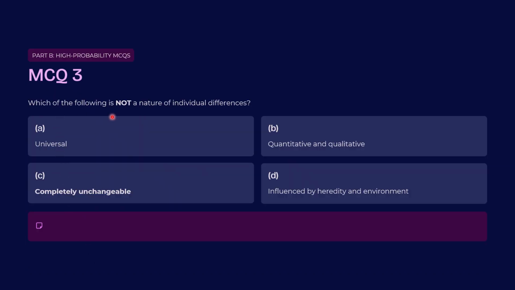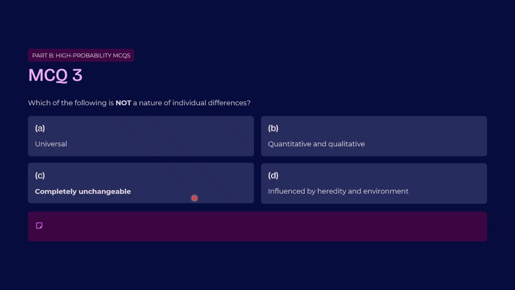Next question is, which of the following is not a nature of individual difference? Option A, universal. Option B, quantitative and qualitative. Option C, completely unchangeable. And option D is influenced by heredity and environment. So here the correct option is option C, that is completely unchangeable, because this statement is not true.